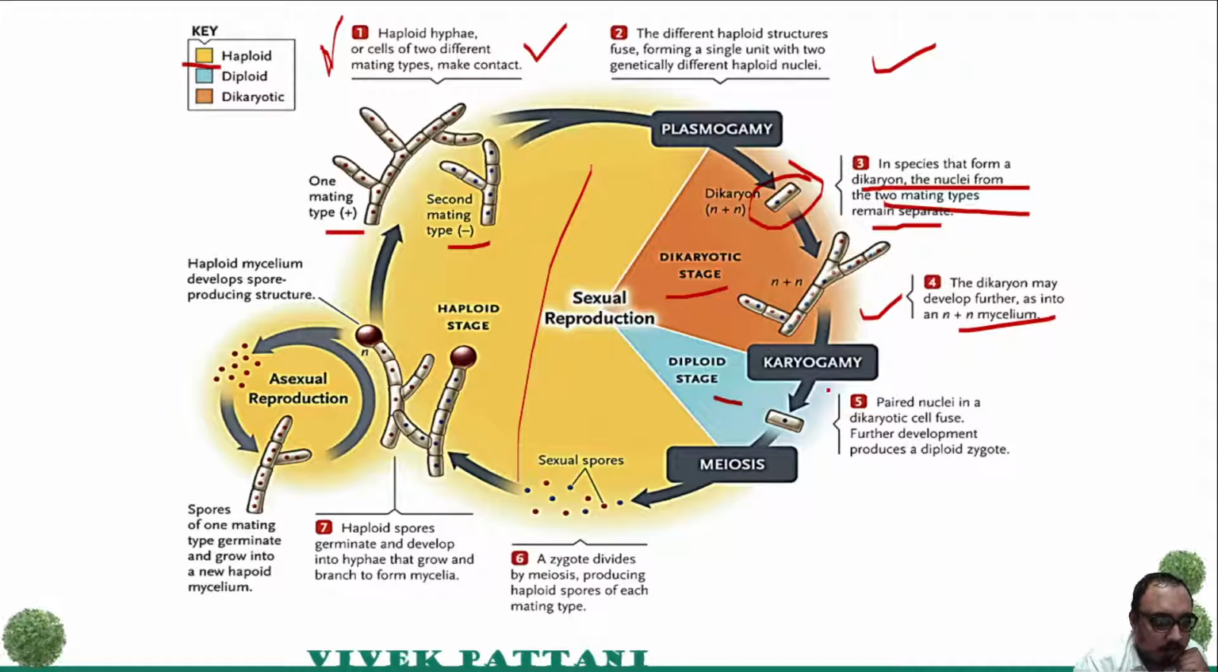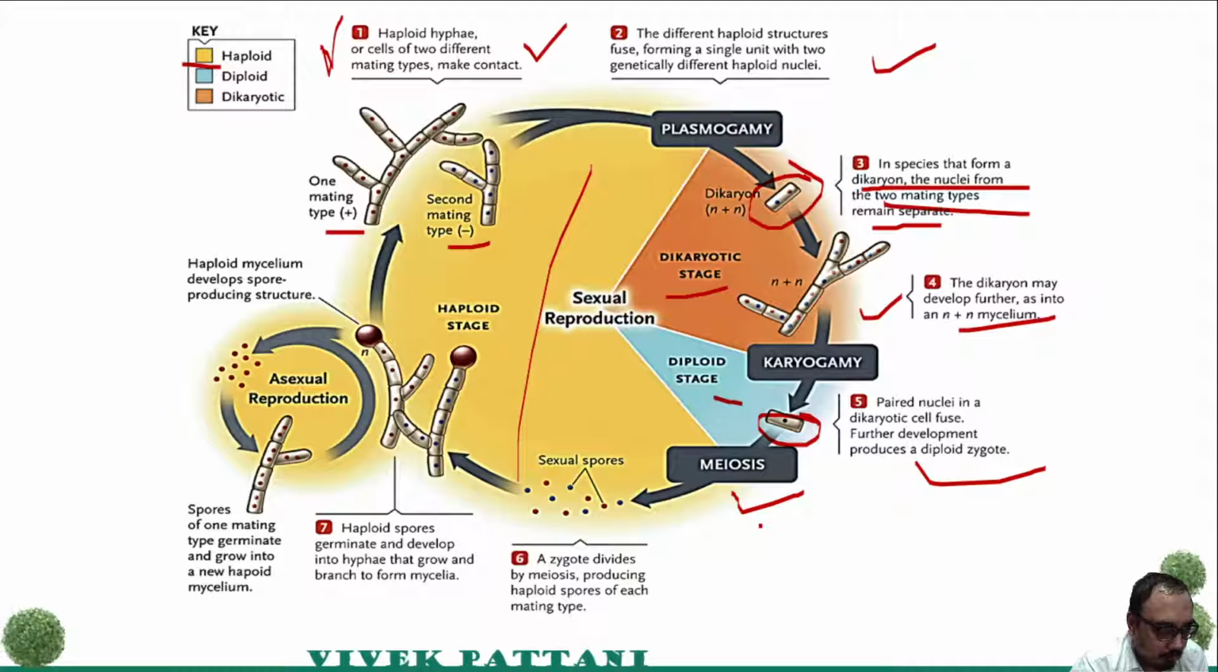Now comes karyogamy, which is basically the diploid stage, where the paired nuclei in the dikaryotic cells fuse, and further development produces a diploid zygote. This one is a diploid zygote, and now comes the process of meiosis.